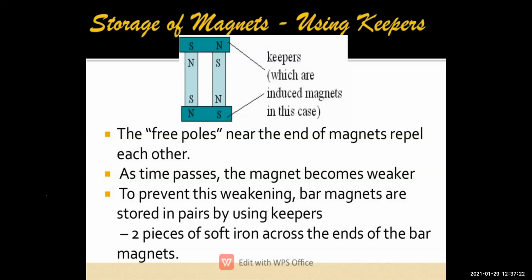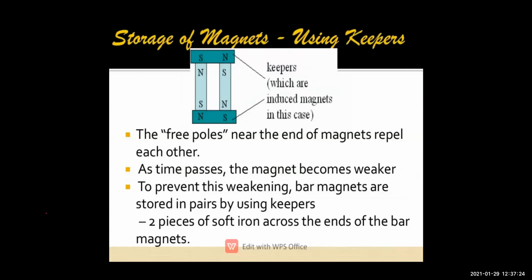So students, here you can see that next to the south pole, a north pole is there, and next to the north pole, a south pole is there. So opposite poles get attracted to each other. The keepers are also made in such a way that they get attracted towards the bar magnet.